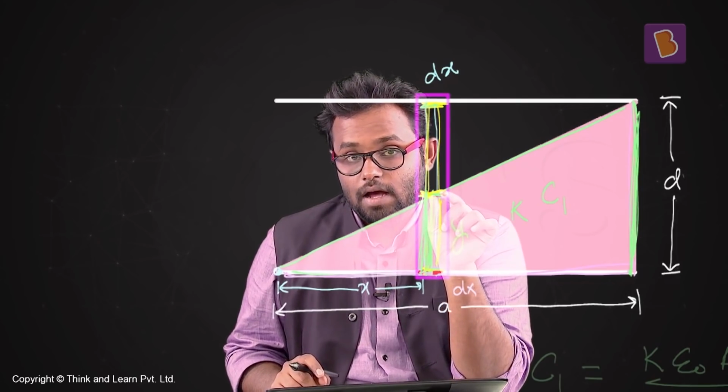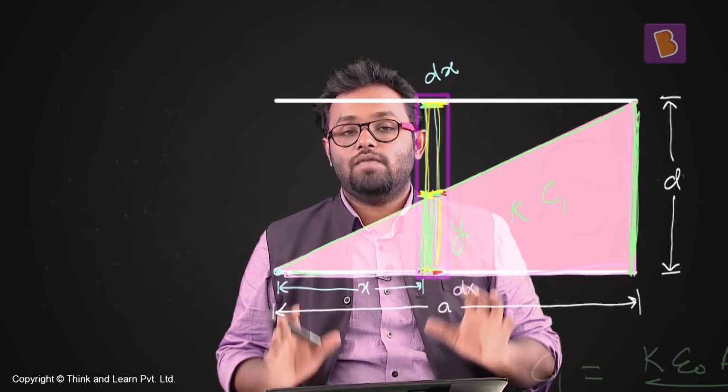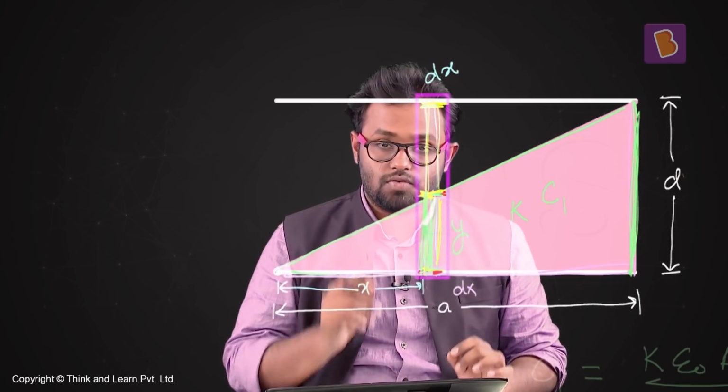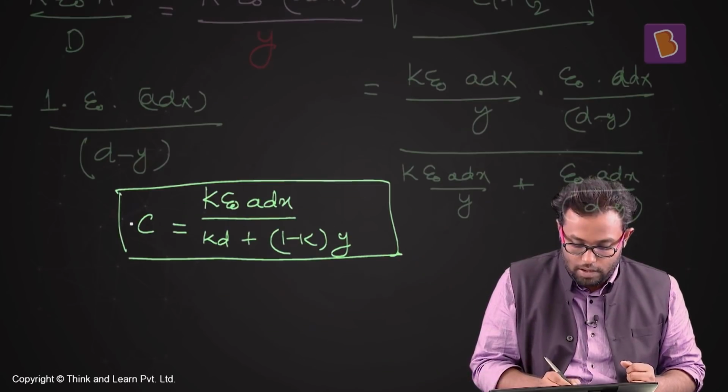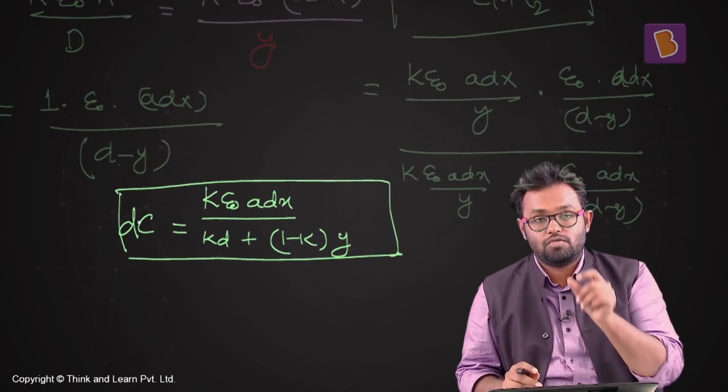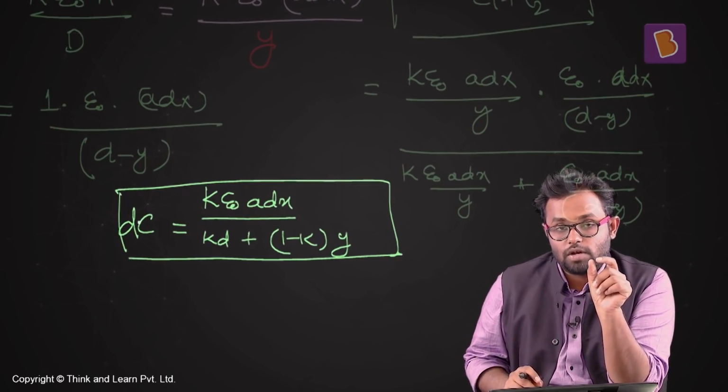Okay. Now you see where this is going. So you have just found the capacitance of this very thin strip. Now, to be honest, you shouldn't write it as C, we should write it as dC, because that's a very small capacitance of this very small capacitor.